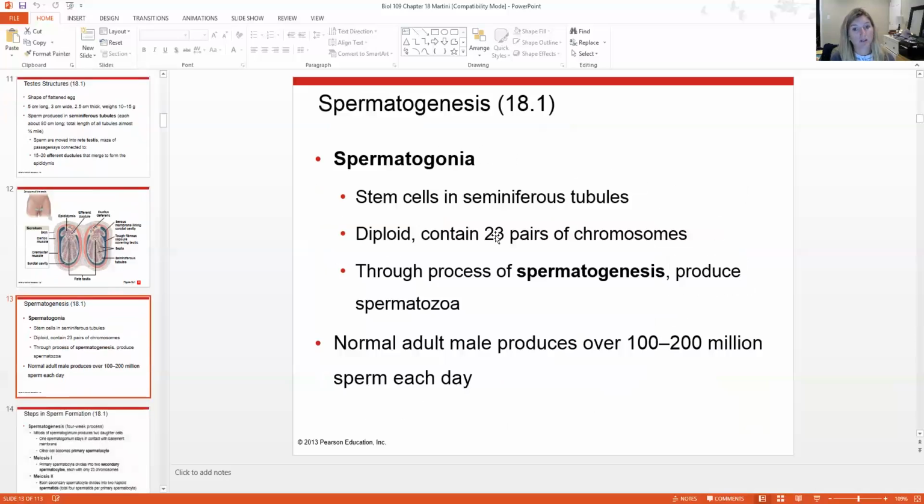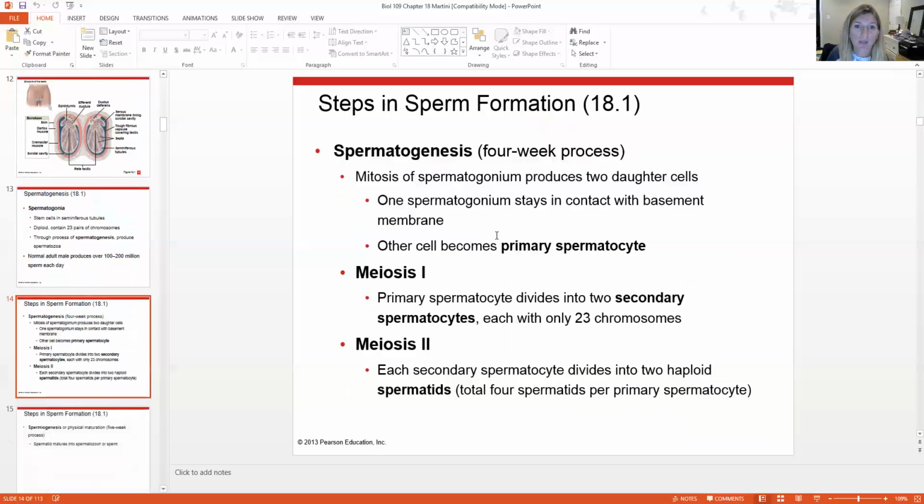Spermatogonia are the stem cells, which are living in the seminiferous tubules. They're diploid, meaning they have all of the chromosomes that they need, 23 pairs. And then through the process of spermatogenesis, they will produce haploid cells, which only have half of the number of chromosomes that they need, which are the sperm. Normal adult males produce 100 to 200 million sperm per day. Holy moly. Spermatogenesis is a 4-week process, so it takes 4 weeks for these sperm to form.